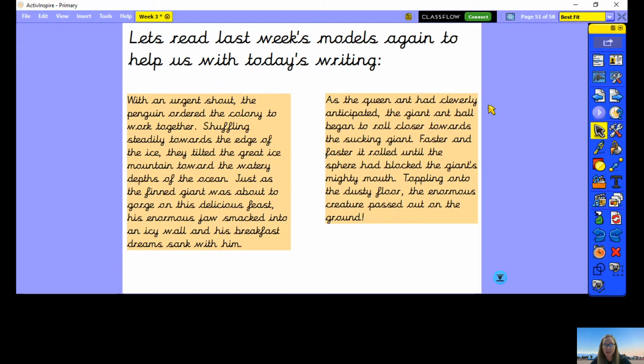So you might find that there are some words in here that you want to magpie. If there are any words that you want to have a go at magpieing, write them onto your plan now. Or if there are any great sentence starters that you think you could use in your writing, maybe magpie those and add them onto your planning.